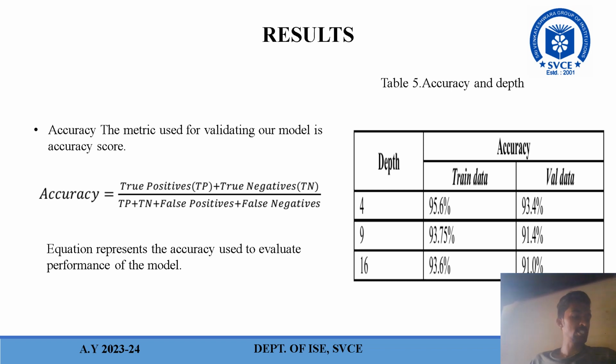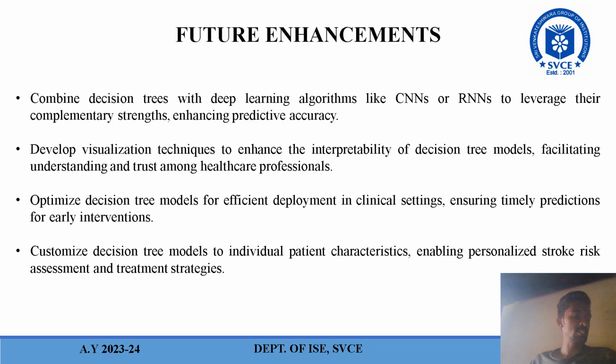Future enhancements. This section is about combining decision trees with deep learning algorithms like CNNs or RNNs to leverage their complementary strengths, enhancing predictive accuracy. Develop visualization techniques to enhance the interpretability of decision tree models, facilitating understanding and trust among healthcare professionals. Optimize decision tree models for efficient deployment in clinical settings, ensuring timely predictions for early intervention. Customize decision tree models to individual patient characteristics, enabling personalized stroke risk assessment and treatment strategies.